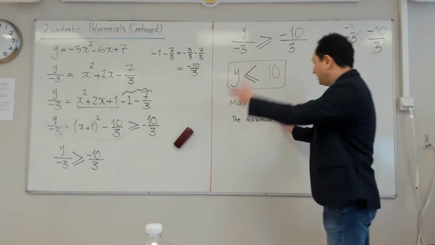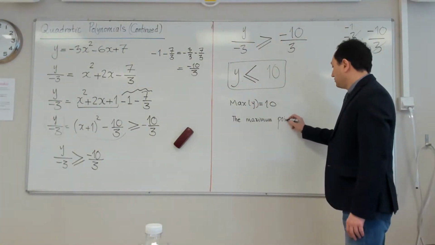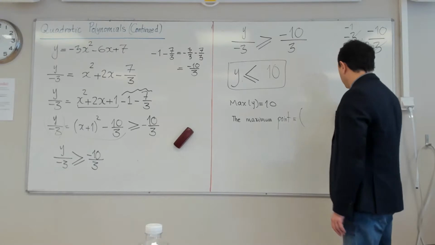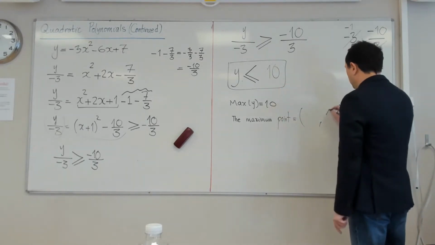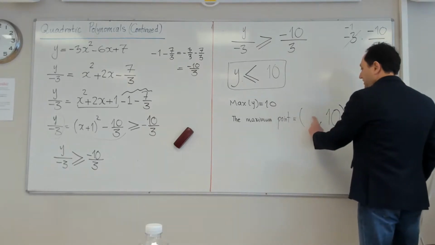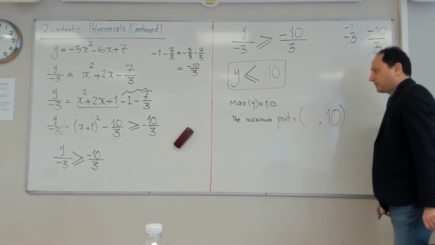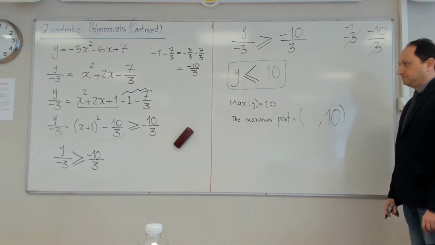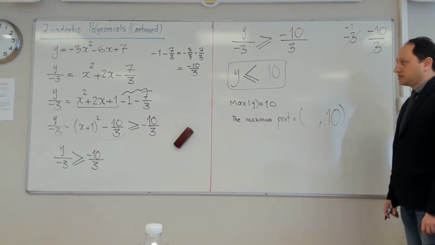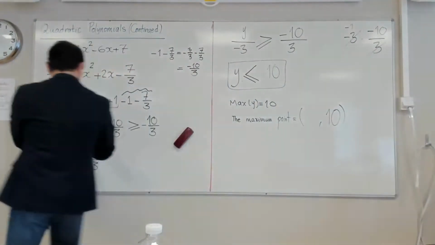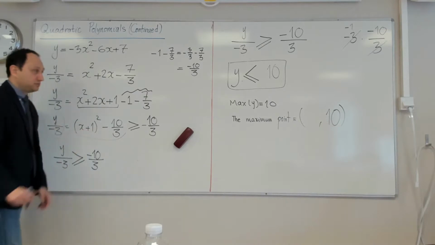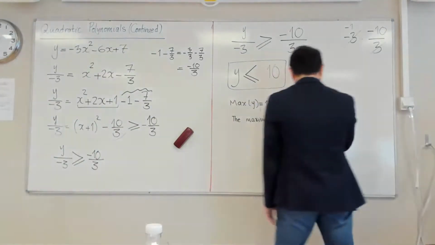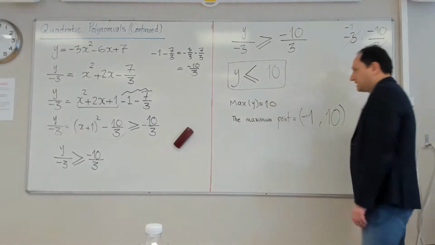Let me write it here if you want to see the board. The maximum point is a point with x and y coordinates. The y coordinate is exactly the maximum value. But when is it achieved, when is it attained? X coordinate minus 1. Exactly. Why? Because you go back to this square part, and you want to make it minimum or maximum. You want to make this minimum, so x should be equal to minus 1. So the turning point is minus 1 and 10.